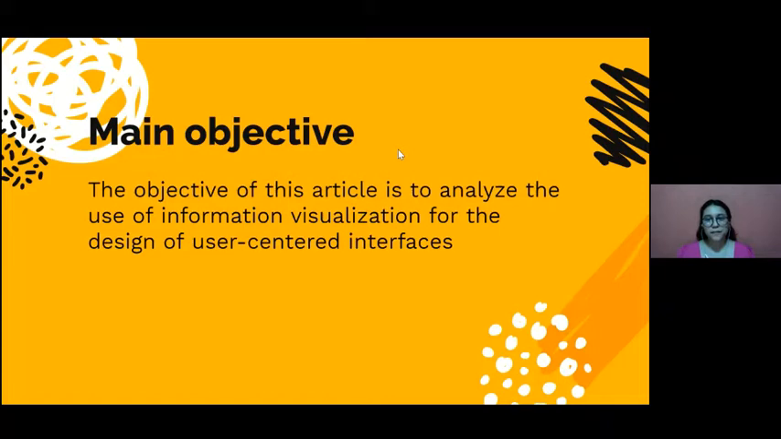The main objective of this article is to analyze the use of information visualization for the design of user-centric interfaces, in addition to identifying authors and relevant literature on the subject. Through a meticulous review of 46 studies that talk about information visualization, the most recurrent concepts were identified about what is understood as the design of information visualization, the methodologies applied for its production, the design patterns used, and the metrics applied to it.